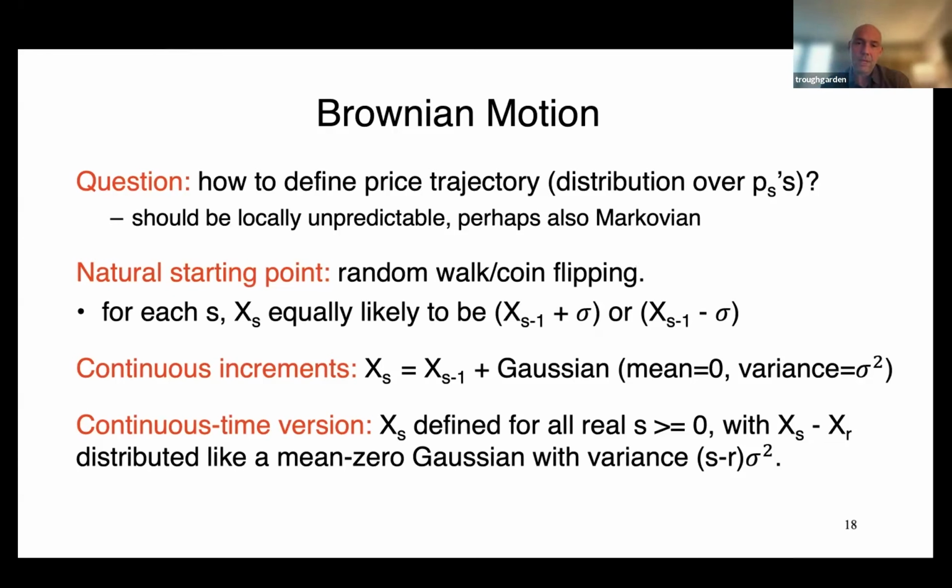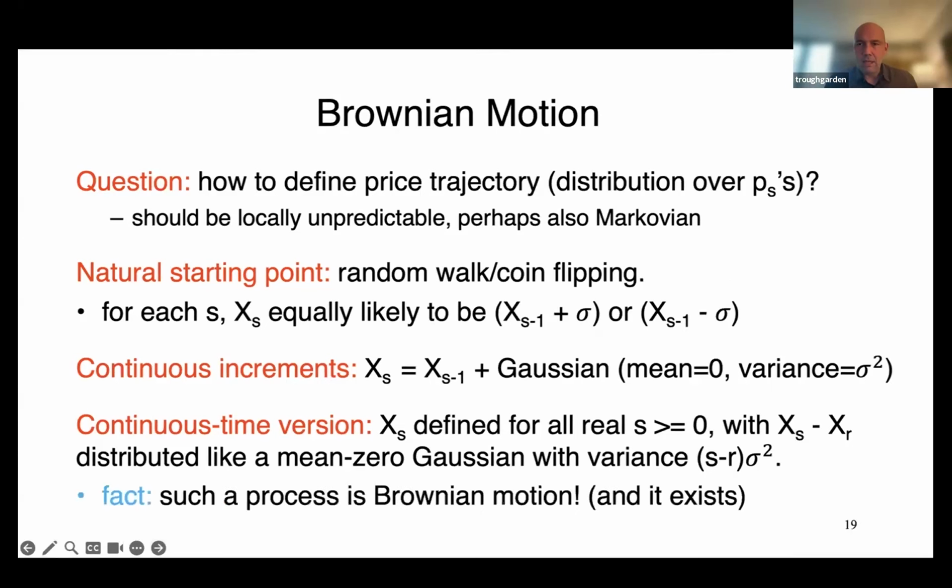All right. So this matches the variance you're getting in the previous model with increments only once every time step, but now it's defined also for time intervals of all lengths, not just integer lengths. And then you also want the Markovian property. The distribution of X_s minus X_r shouldn't depend on what happened prior to r.